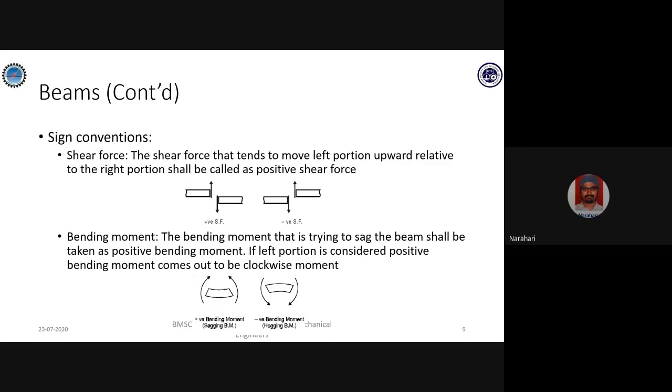Transverse loads, yes. Thank you, Chandramohan sir. That's actually transverse loads. Lateral is taken in that sense only. Thanks for correcting me.